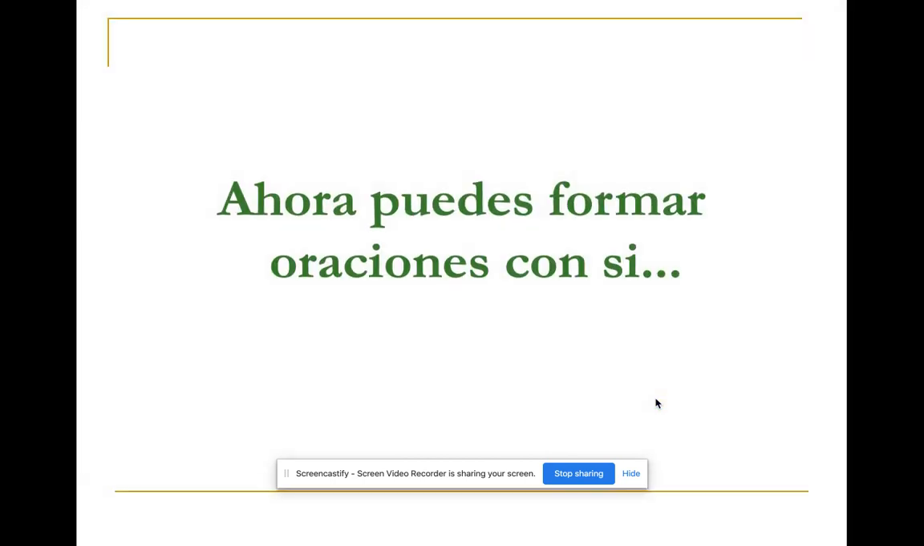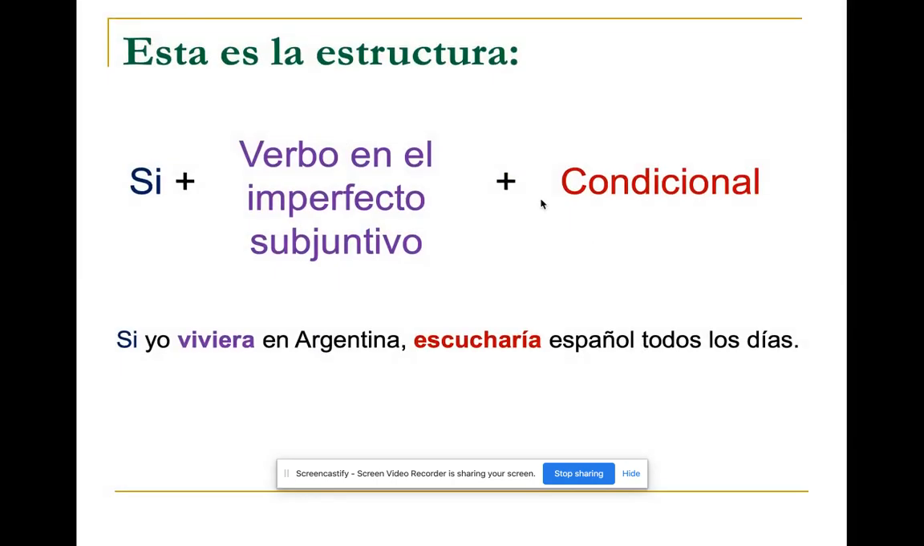And once you know the imperfect subjunctive and the conditional, you can build sentences about hypothetical situations. All those sentences are going to start with si. That means if. So if I were American, I would speak English better, because you're listening to all my mistakes now. So, esta es la estructura that you will need.